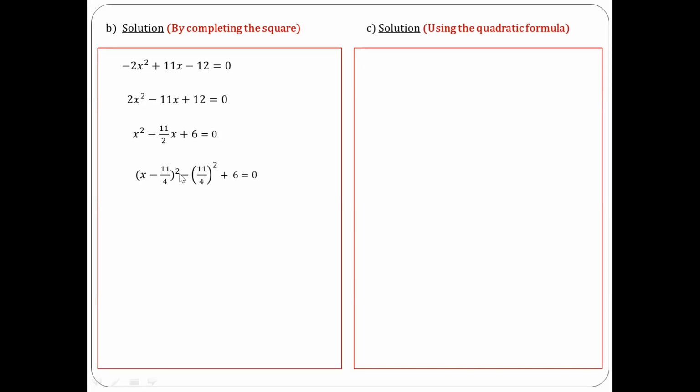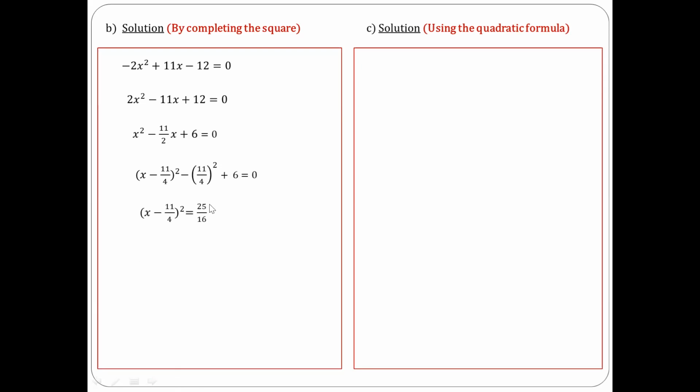Bracket squared. And when you expand this, you are going to get x squared minus 11 over 2x. But you also have plus 11 over 4 squared, which is not in the previous expression. So what we do when we write this expression is we have to subtract 11 over 4 squared. I hope and think everyone is familiar with this. In other words, when you expand, you are going to get x squared minus 11 over 2x, and then there is a plus 6, which is equal to 0.